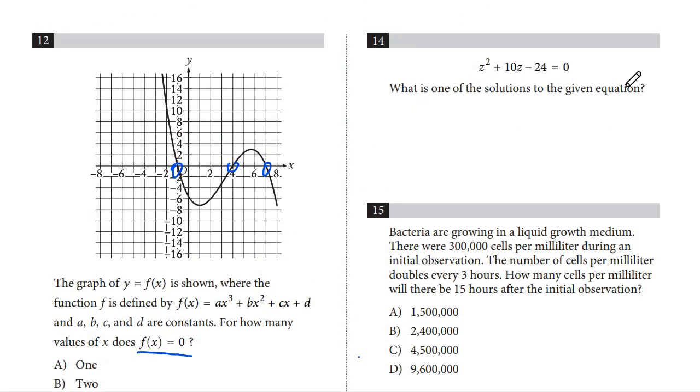What is one of the solutions to the given equation? Well, some people try trial and error by plugging in 1 or 2. That may be too time consuming. In fact, you get lucky by plugging in 2, because 4 plus 20 minus 24 is 0. The algebraic way, of course, of solving this is by factoring.